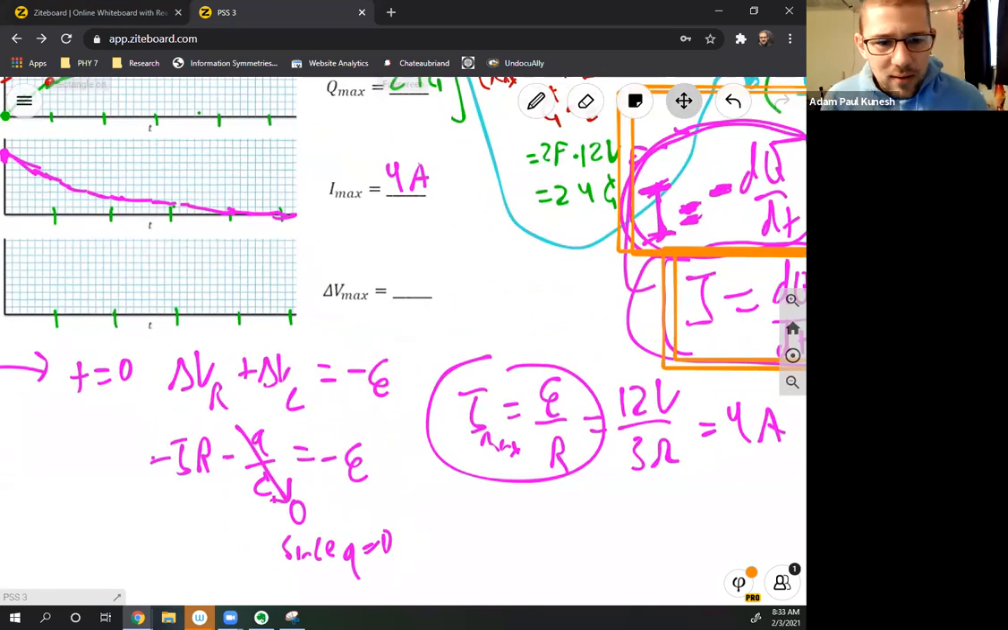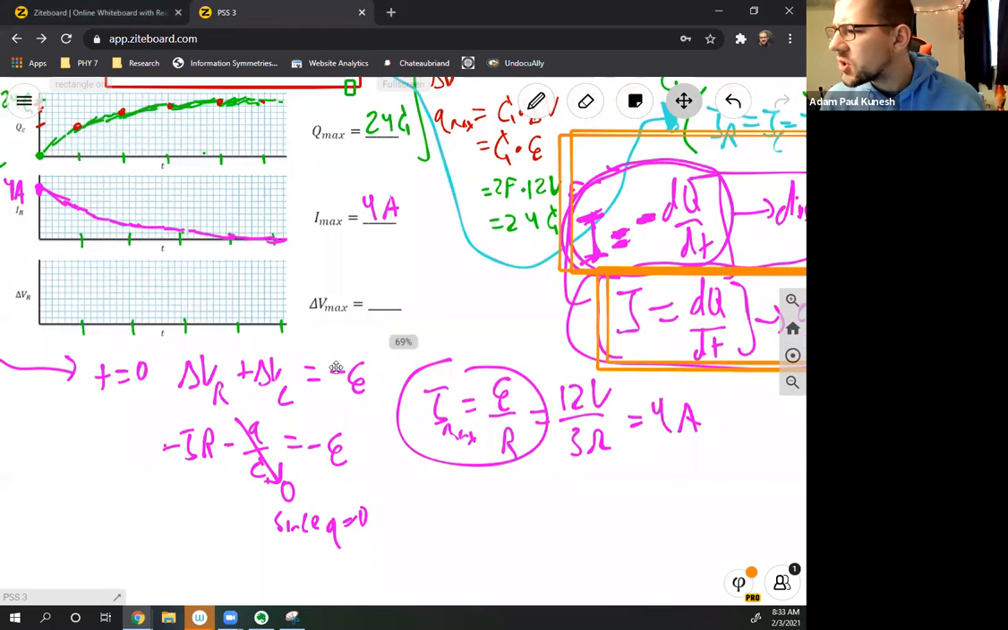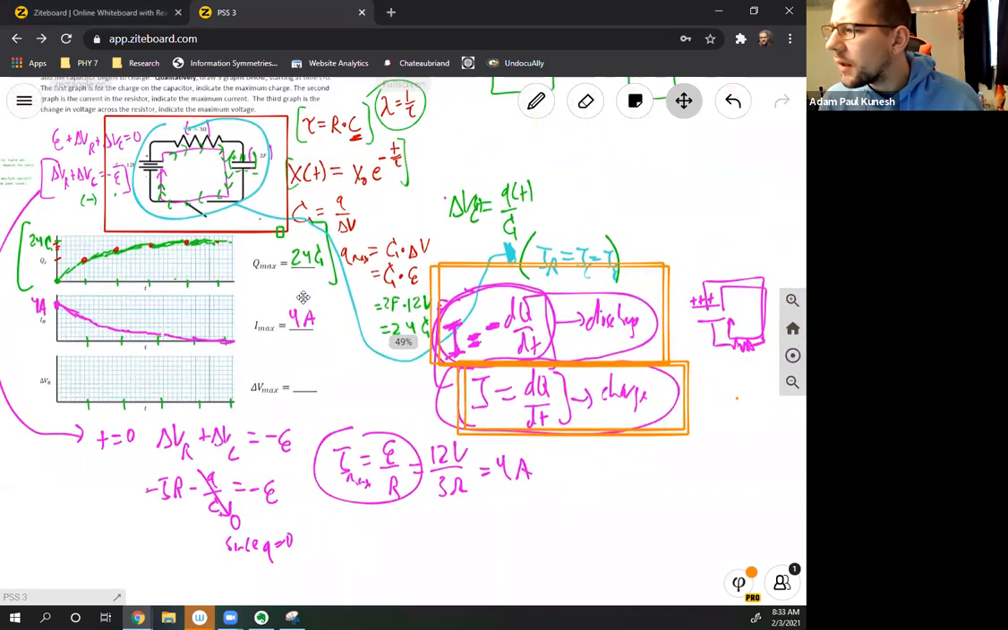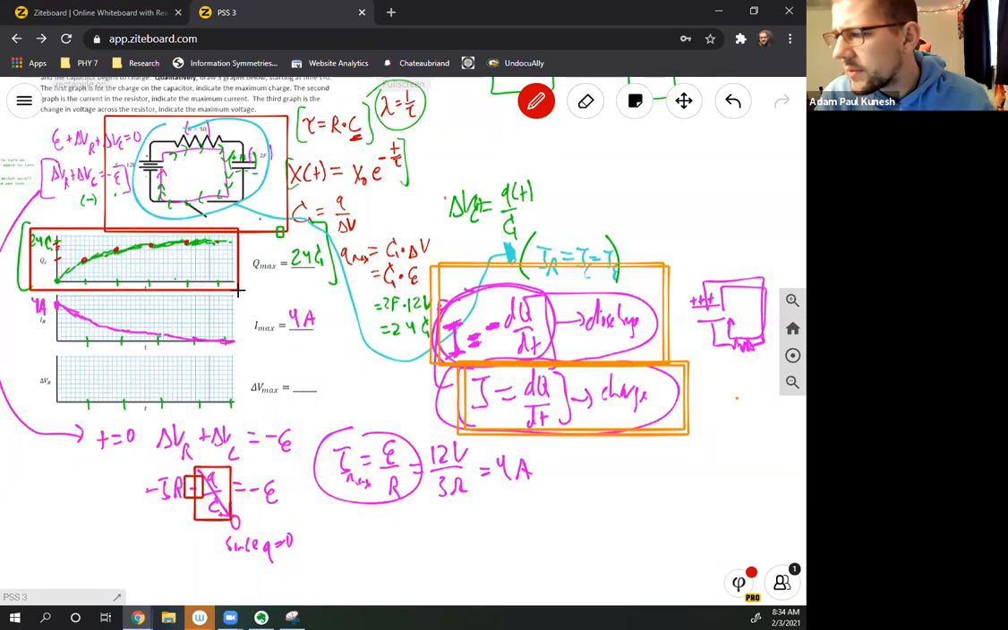Another question is, is Q over C in the loop rule equation supposed to be negative? Again, for charging this capacitor, yes. There is supposed to be a negative sign out front. Q over C itself is a positive number. Q here is like this graph of Q, which lives in the positive quadrant. It refers to the charge on the positive plate.